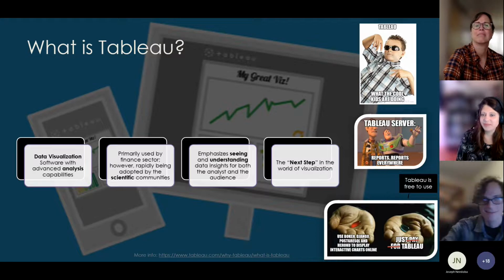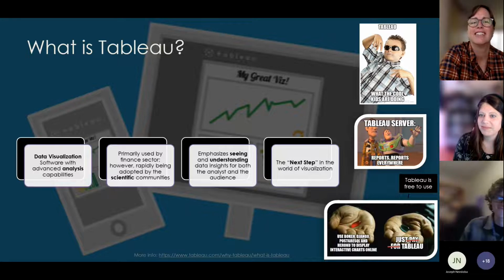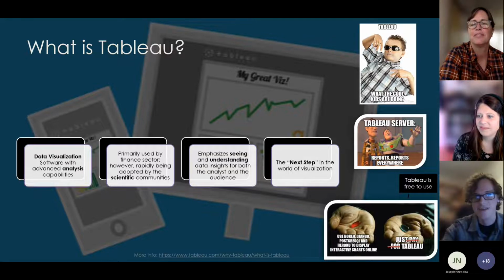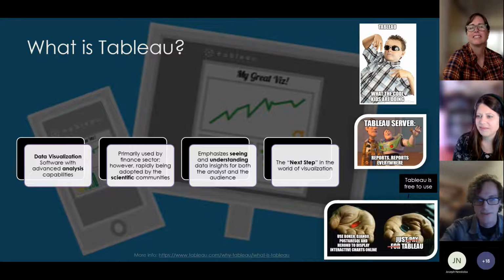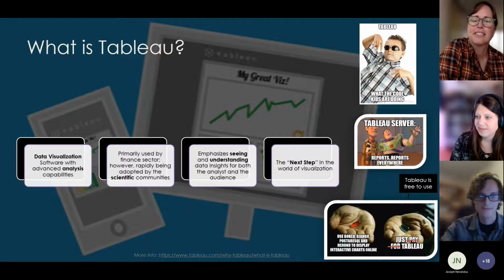So what exactly is Tableau? So Tableau is what the cool kids are doing now. It's a data visualization software with advanced analytics capabilities. It's mostly used by the finance sector. However, it's rapidly being adopted by the scientific communities. It emphasizes seeing and understanding data insights for both the analyst and the audience. It's kind of like the next step in the world of visualization. And the next slide, please.